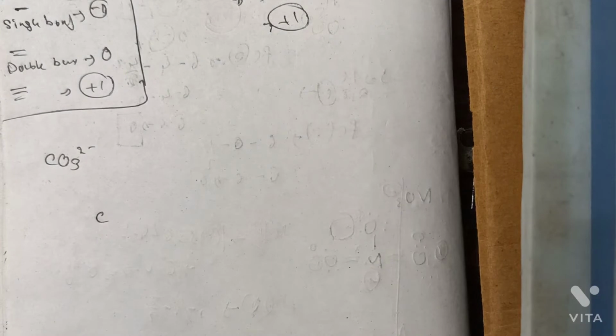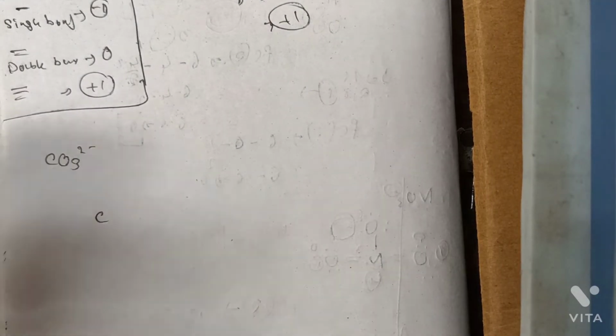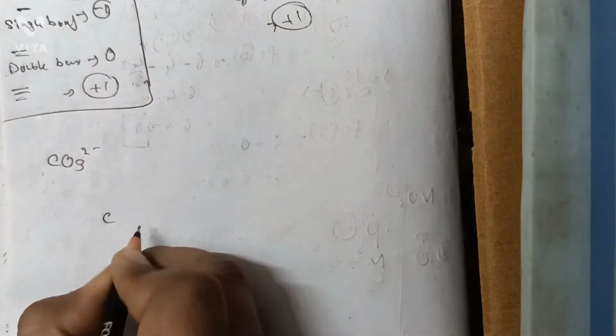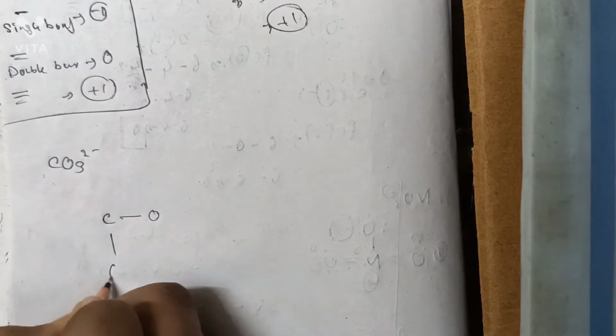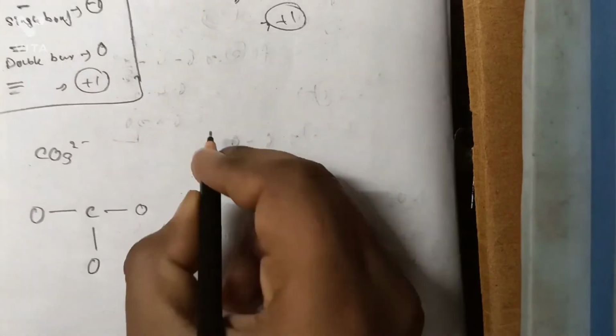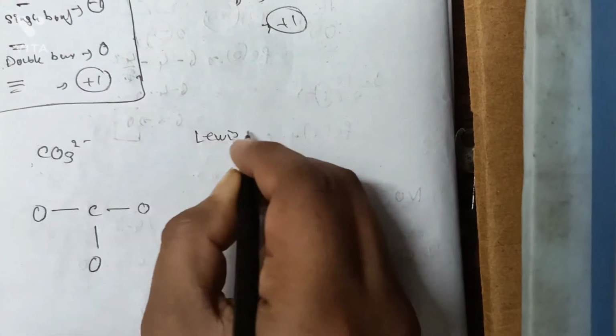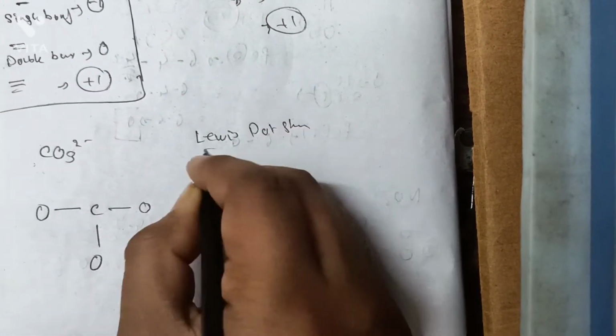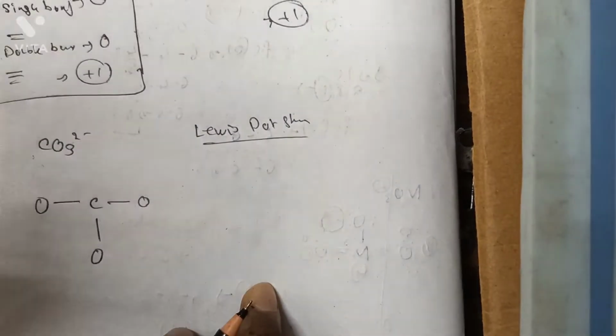We have to make the structure for the atom. Without a structure the formal charge can never be found. Okay, for this, the central atom is carbon, and there are 3 oxygen atoms present. Let me show you how to make the structure according to the Lewis dot structure. I am drawing the structure according to the Lewis dot structure.